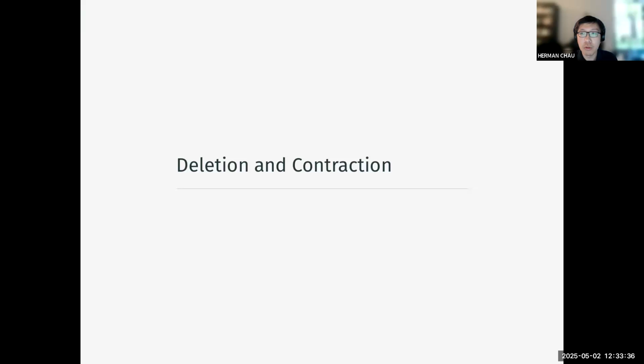Cool, so now I want to move on to defining some new operations, which are deletion and contraction, which will give us more tools to look at the enumeration, specifically looking at the asymptotics of the higher Bruhat orders.